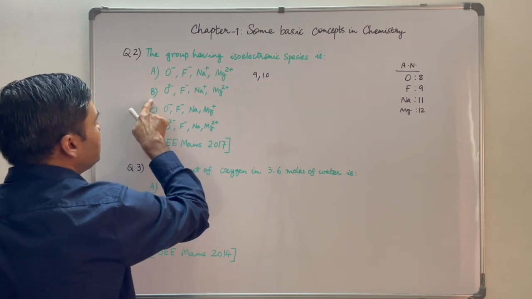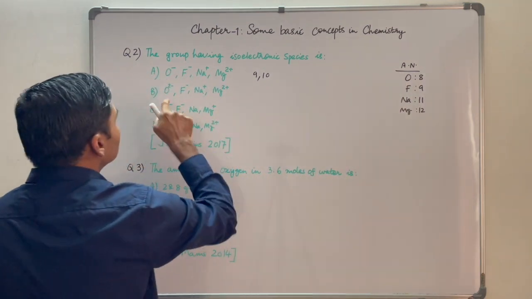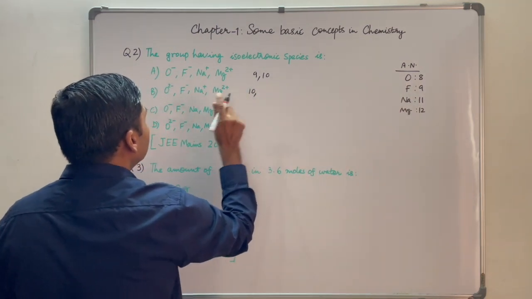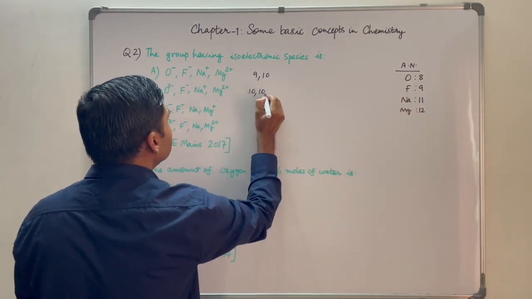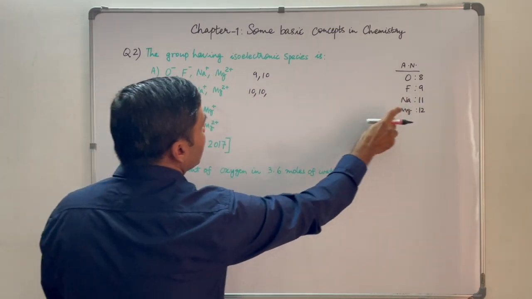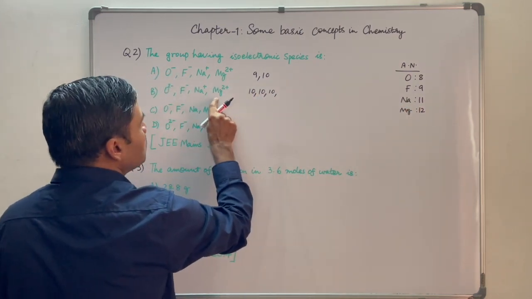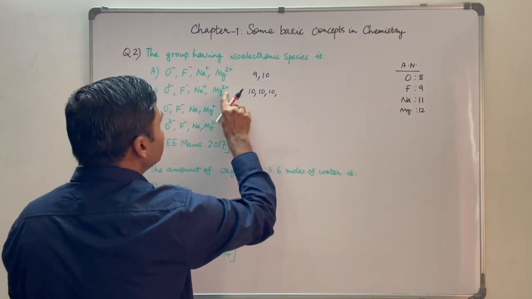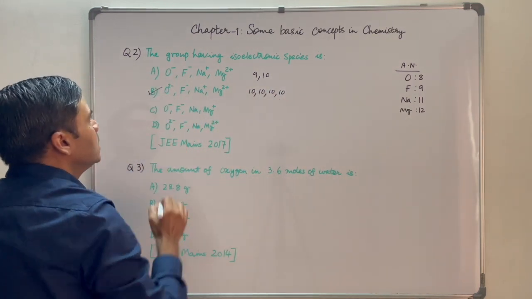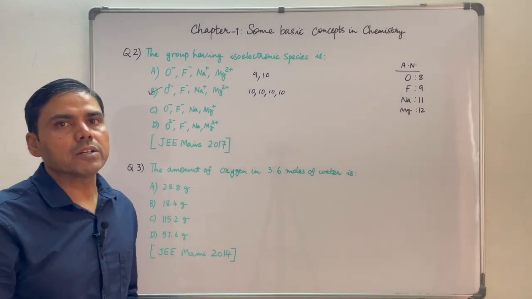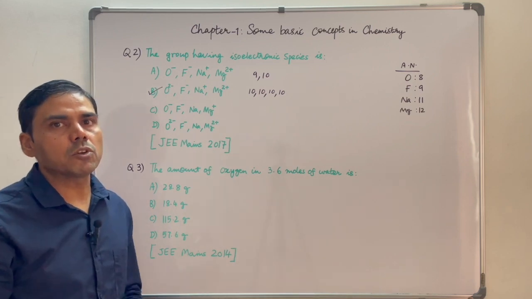Let us see option B. O2 minus means 8 plus 2 means 10 electrons. F minus will have 9 plus 1 means 10 electrons. Na plus will have 11 minus 1 means 10 electrons. Mg2 plus will have 12 minus 2 means 10 electrons. So this option is correct. If there are more than one correct options, then you need to investigate further, otherwise you may stop here.